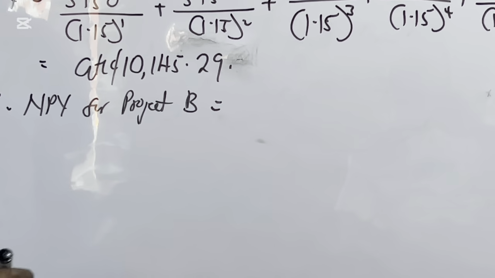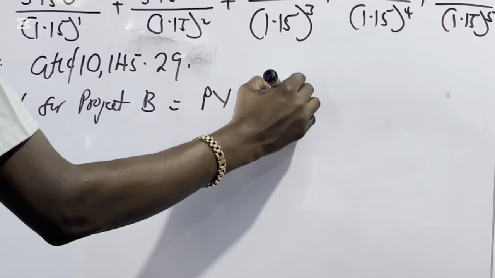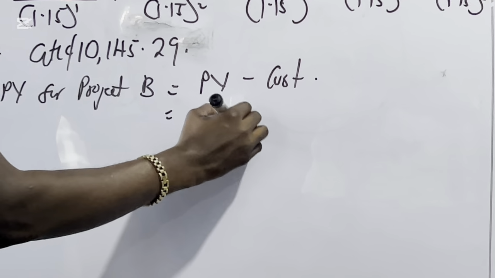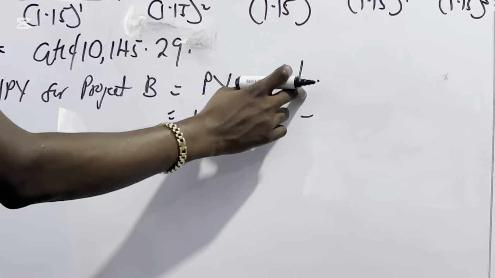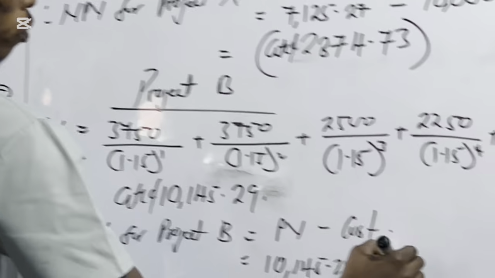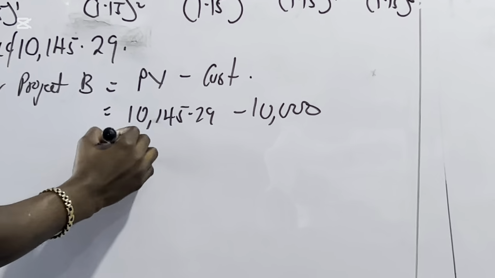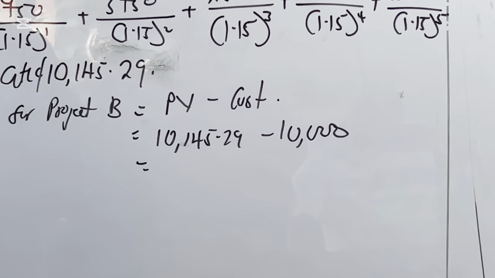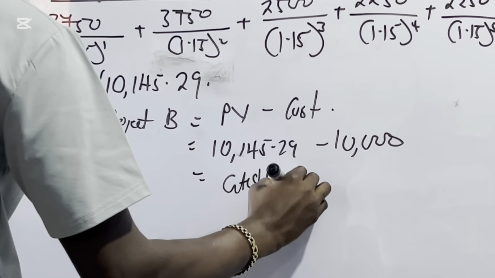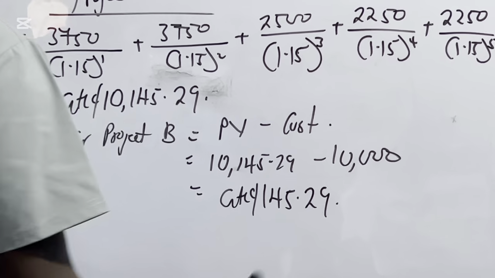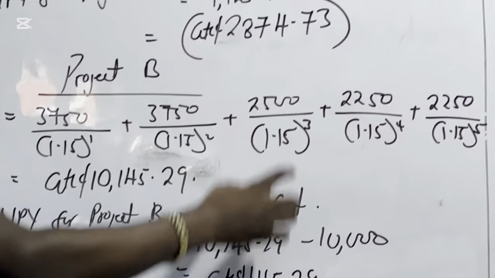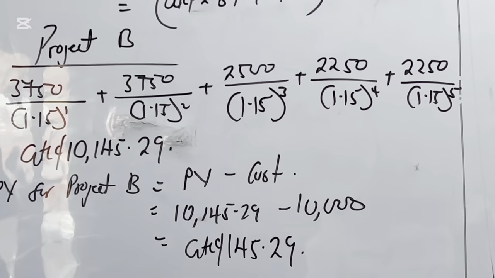So our net present value for project B, as we all know, is our present value minus cost. And what is the cost of the investment? 10,000. So 10,145.29 minus 10,000, we have 145.29. All right. So you see, looking at these figures, one is negative, one is positive.